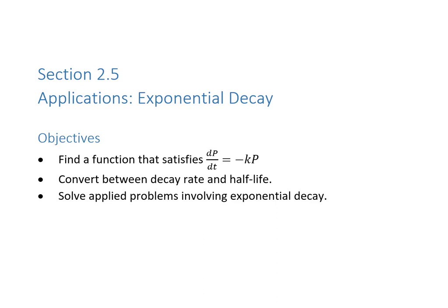Hi class, in section 2.5, we are dealing with more applications of exponential functions and derivatives. In this section, we're specifically dealing with exponential decay. That is, we're finding functions that satisfy dP/dt where your rate is negative, so negative k times P. We're going to convert between decay rate and half-life, and we're going to solve applied problems involving exponential decay. Let's get started.